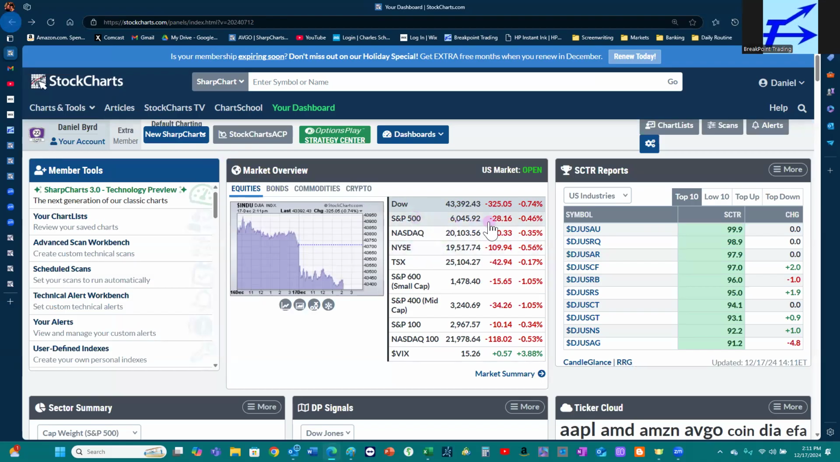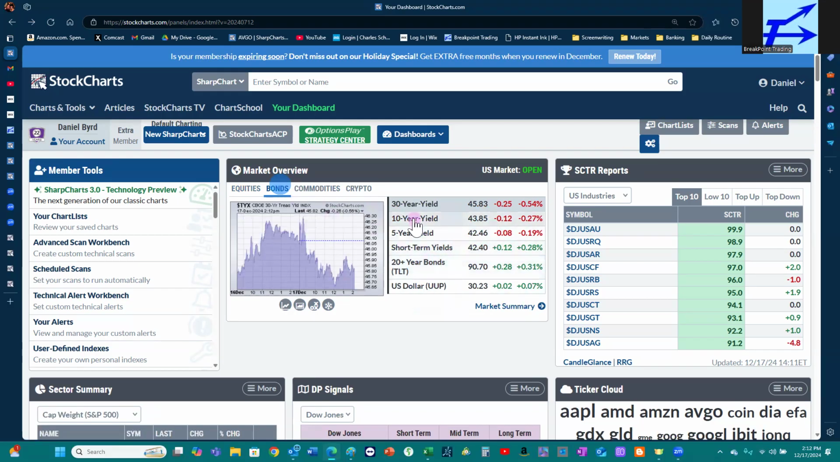S&P, you can see the Dow, it's down. S&P is down. Dow is down the most. The NASDAQ 100 is down about 0.5%, about the same as the S&P. The VIX ticked up slightly, so a little bit more volatility coming back in.